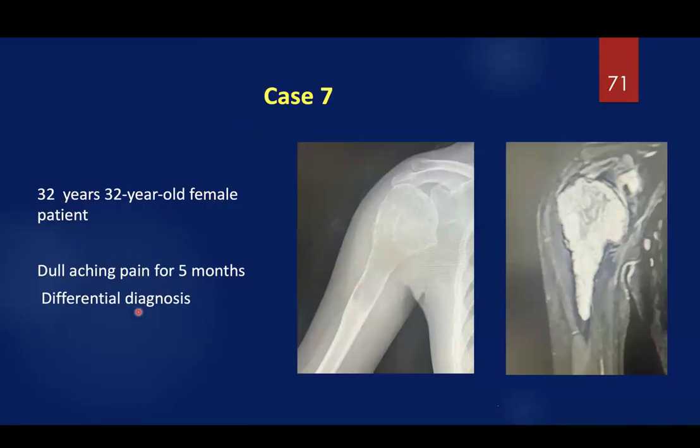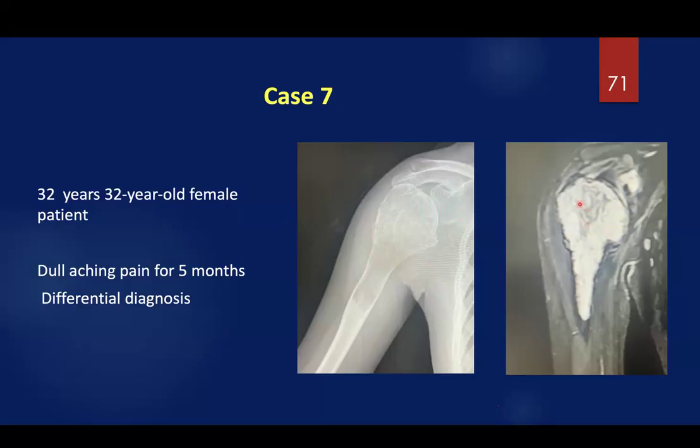There's another case, a 32 years old female patient. She had a dull aching pain for 5 months, and she works as a teacher. Whenever she lifted her arm up, she complains of pain. She was referred to me from another private hospital and looked at the x-rays. From the beginning, you could say this is benign active, but furthermore, you look, there is a faint periosteal reaction. So this is malignancy.